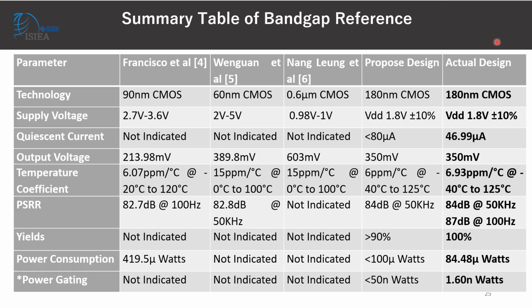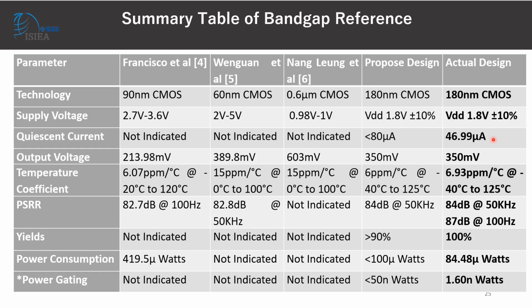A low power, low temperature coefficient bandgap voltage reference is presented in this paper. The researcher designed the circuit in a 180 nanometer CMOS process. The result shows the voltage reference can operate from 1.62 to 1.98 volts, or plus minus 10% of 1.8 volts, and obtain an output of 350 millivolts that is independent of voltage and temperature variation. The quiescent current is 46.99 microamperes at room temperature at the typical corner.